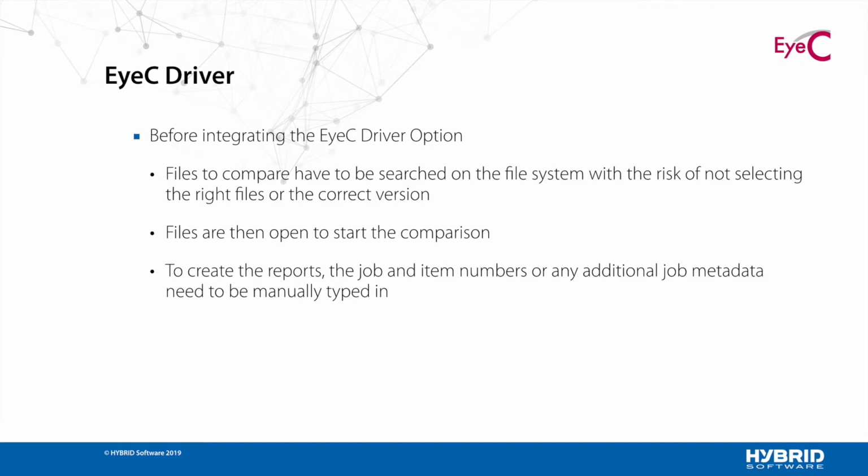These files are opened and checked in the EyeC Profiler, and then at the end, when people have qualified all the suspicious files, they can create a report. And again, to create the report, they need to type in information, typically the item number, the job number, and eventually some additional metadata that match the process they have.